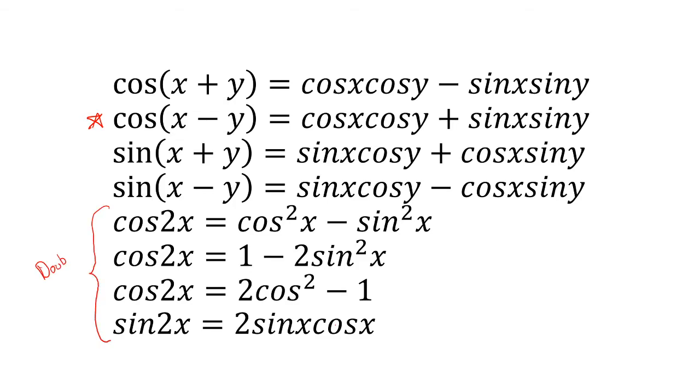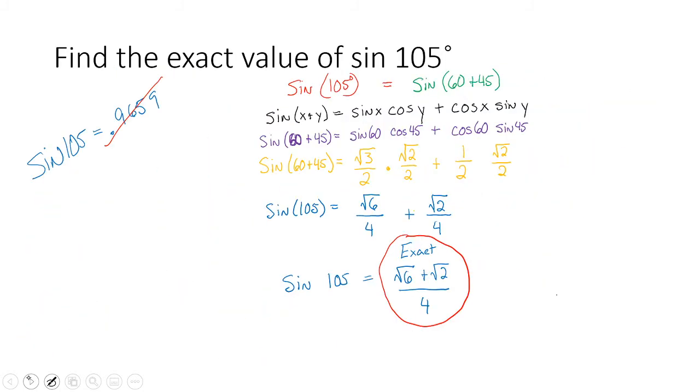These are double angle identities. One of these is going to be handy for our sine 2 alpha, and that's this one right here. All the rest could be used for cosine of 2a. You got to pick which one is your favorite. And honestly, it doesn't matter which one you choose. Sometimes one will be handier than the other.